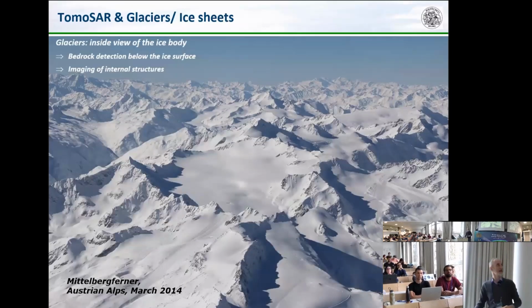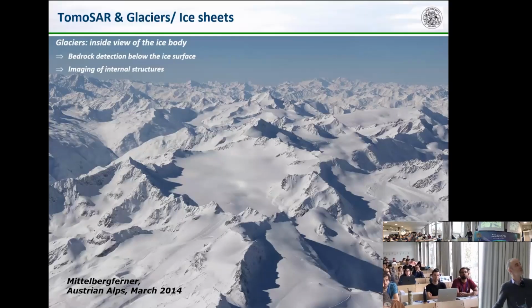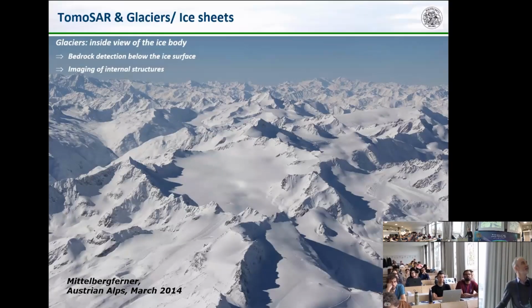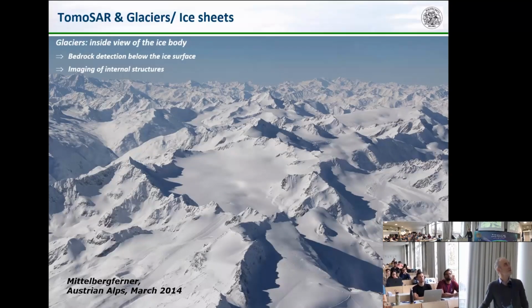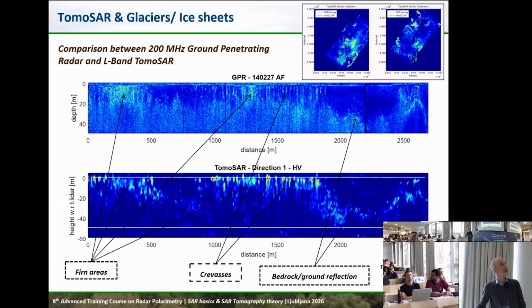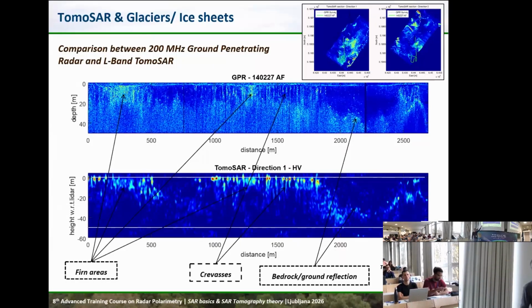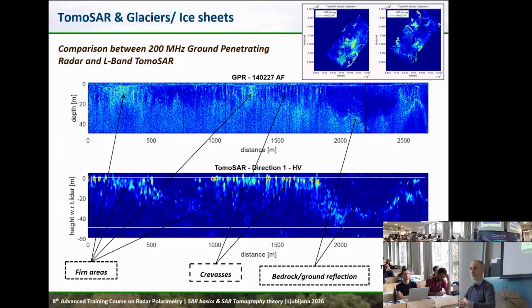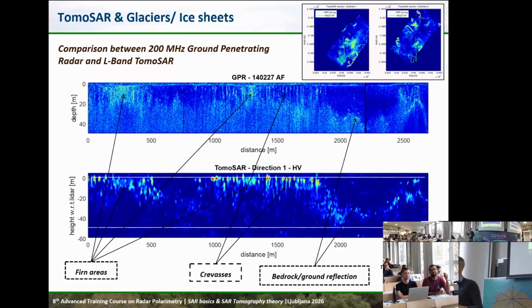Tomography is also very, very nice to use if you are interested in glaciers. This is the beautiful Mittelberger Ferner in the Austrian Alps. And this is how it looks with SAR tomography. So you have in the bottom panel a vertical section that was produced by an L-band airborne system, which we flew over the glacier.